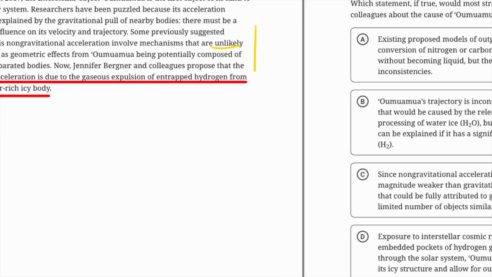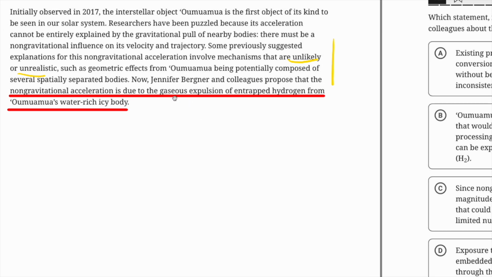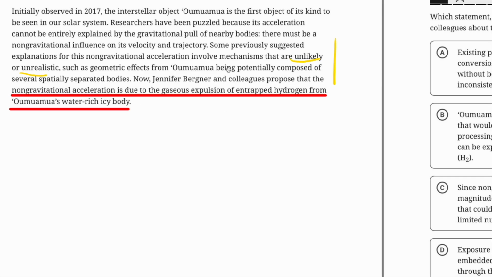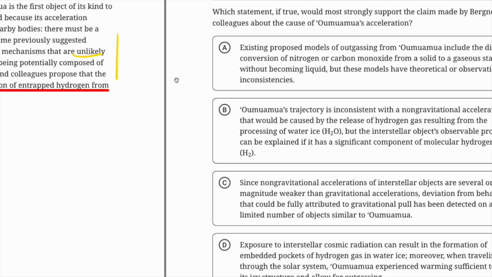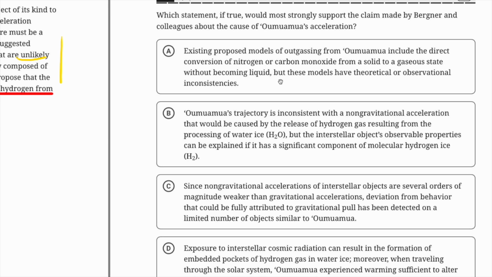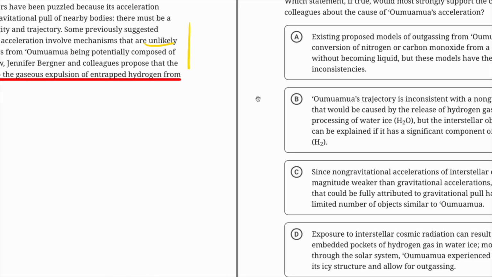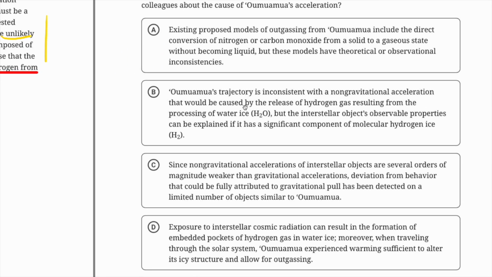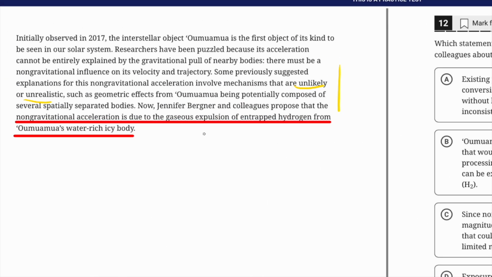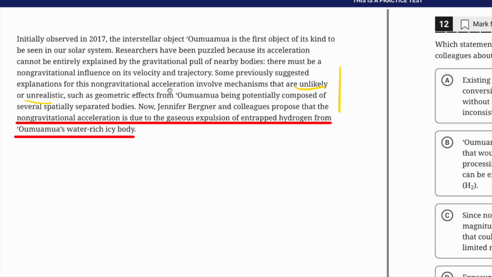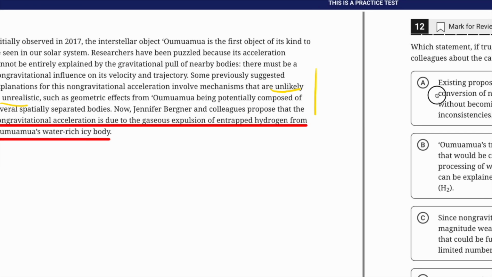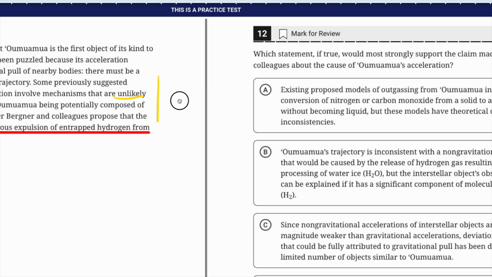And we just have to go through the answers here because I can't think of anything. It could be something that supports this. It could be something that weakens alternative explanations. Existing proposed models of outgassing include the direct conversion. These are very long answer choices. So when you have really long answer choices, I think it becomes that much more important to really focus on what we're looking for, because that is more text than that. So we could really end up wasting a lot of time. So let's refocus here.